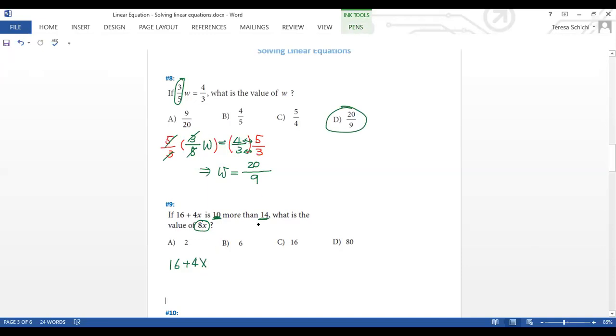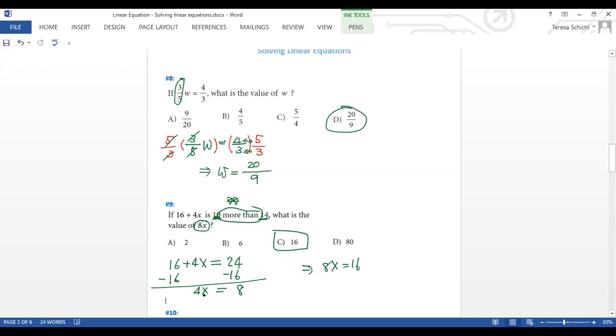If it's equal to 14, we can just say equal. But here it is 10 more, so what is it equal to? It's equal to 24. This problem mainly tries to test whether you can read it carefully. Now in order to solve for 8x, I subtract 16 from 24, so 4x is 8. Instead of just solving for x, they want 8x. So my 4x equals 8, so what is my 8x equal to? It's 16. That's the answer.